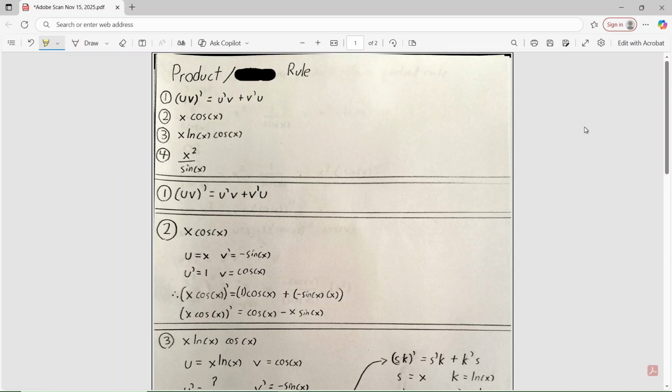Hello, today I'm going to show you how to do the product rule in differentiation. We're going to talk about the form that this rule takes and 3 practice examples.